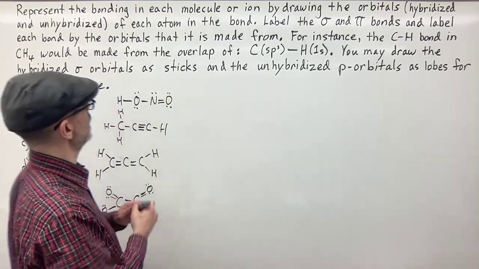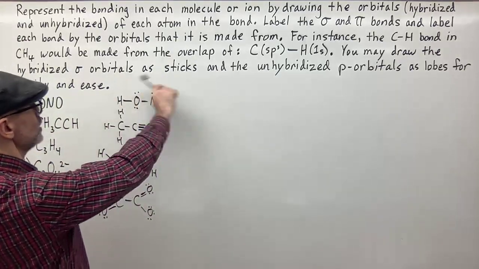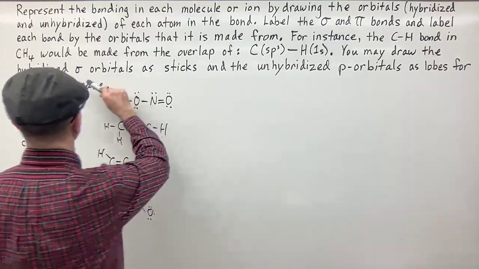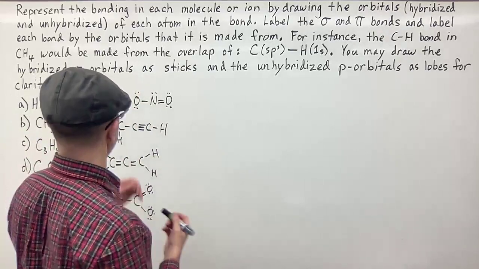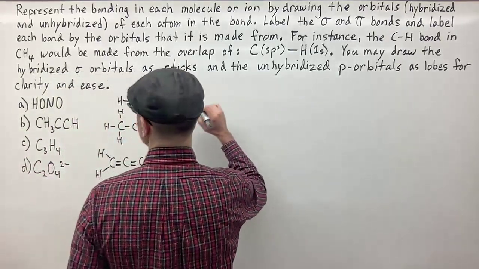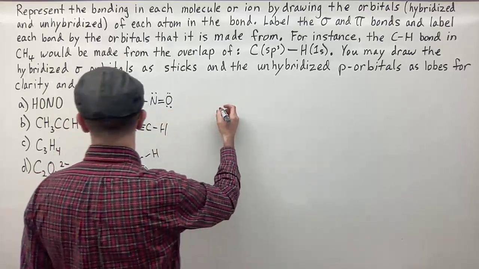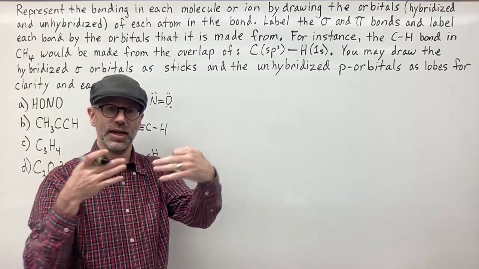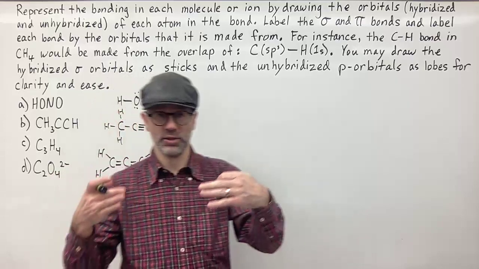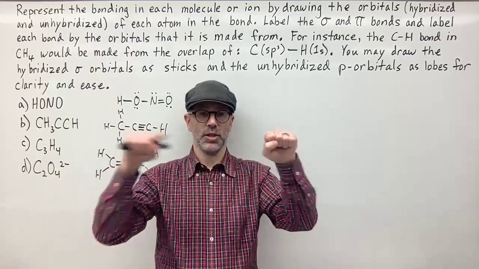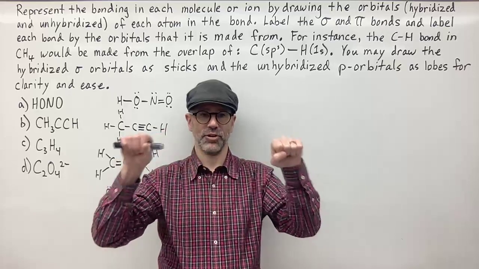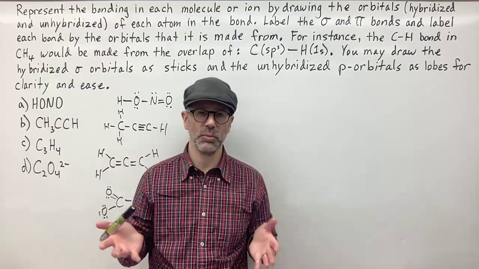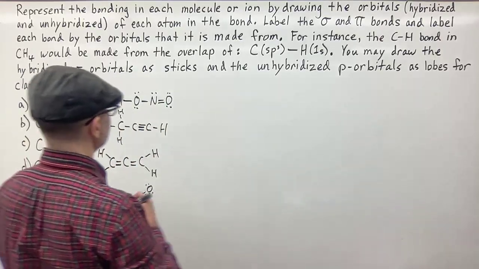They say we can use sticks for the sigma bond. So the hybridized sigma orbitals, we can use sticks. Those are going to be the orbitals that are overlapping along the axis of the 2 atoms. If you have 2 atoms, the straight line right in between them, that's the axis. So the orbitals that are overlapping along that axis right between the atoms, that's what we call the sigma bond. And so that's going to be represented by a stick.